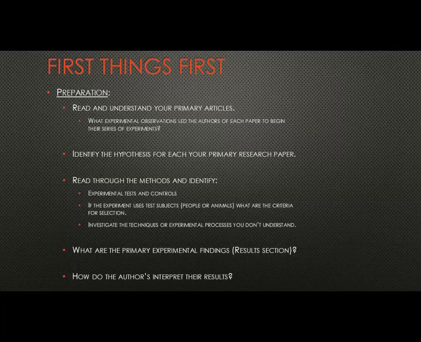In the results section, you'll look for the primary experimental findings. These are the results that they are going to build their argument on for the significance of their particular study. And then, how did they interpret their work? That's what you want to know.